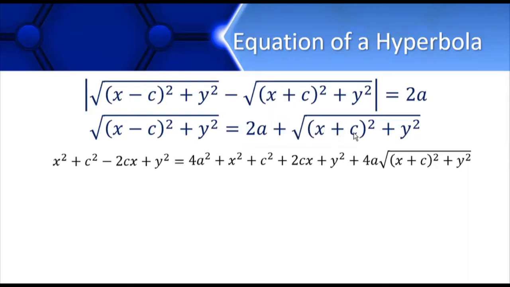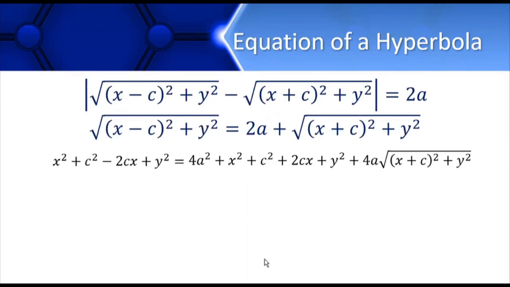Plus, kasi squaring binomial. So, yung third, tinatawag na third result, 2 times 2a, so magiging 4a. Then bring down the whole radicand or radical sign. Square root of quantity x plus c square plus y square. Okay? So nagawa na natin.